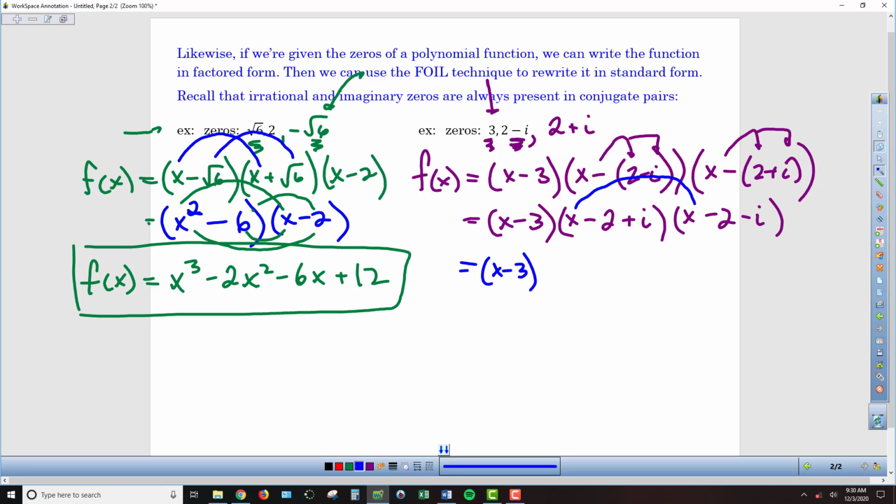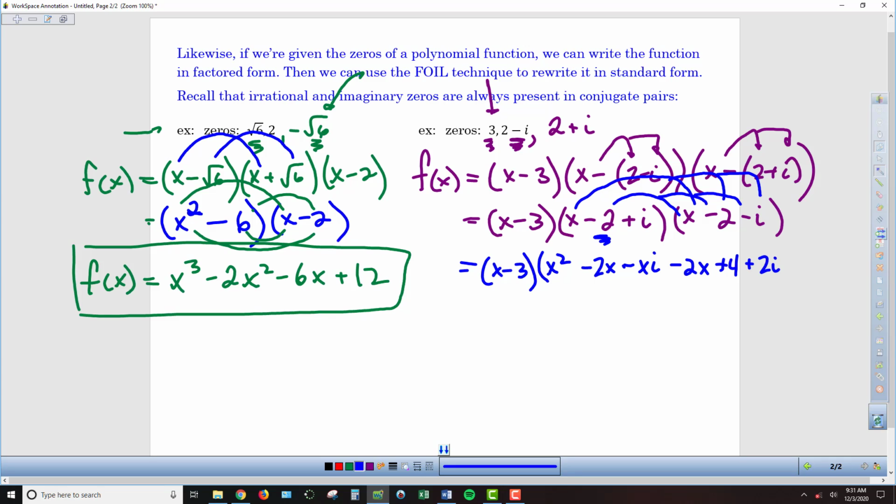So I'm going to take x times x, and I'm going to get x squared. Then I'm going to take that x and multiply it by -2, and then I get -2x. And then I have to take that x and multiply it times that -i, so I get -xi. Now I need to go through and do the same thing for the -2 that's right here. That needs to be distributed to everything. So -2 times x is -2x. -2 times -2 is +4. And then -2 times -i gives me +2i.